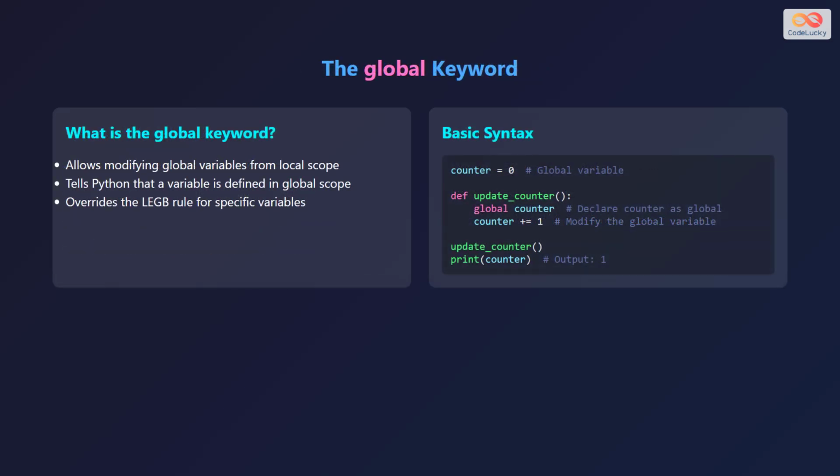Now let's take a closer look at the global keyword. The global keyword allows you to modify global variables from a local scope. It essentially tells Python that a variable is defined in the global scope, overriding the LEGB rule for that specific variable. Here is the basic syntax.